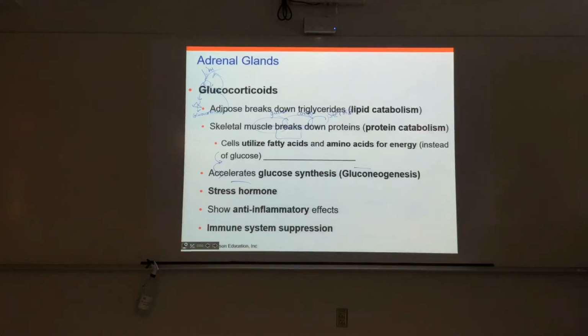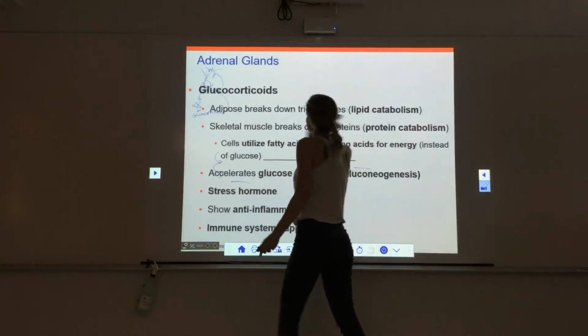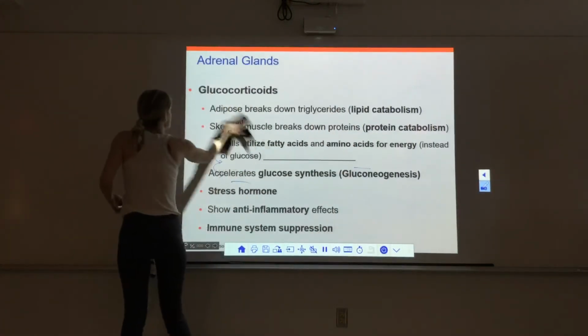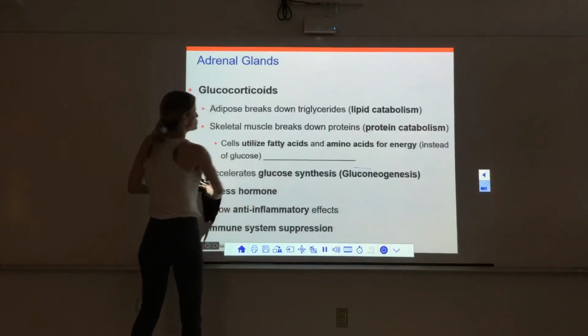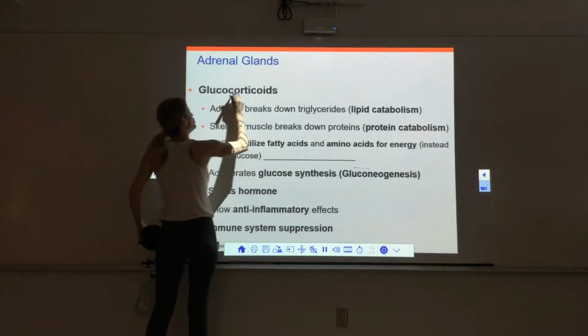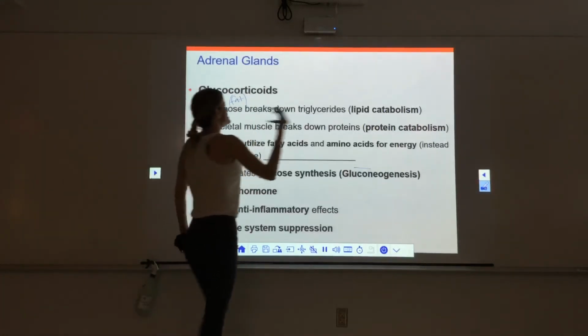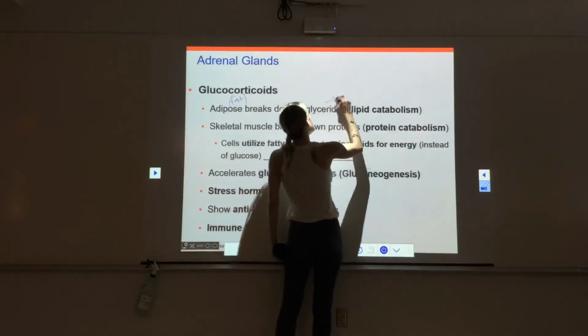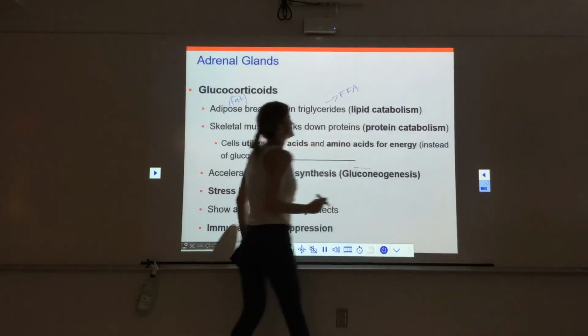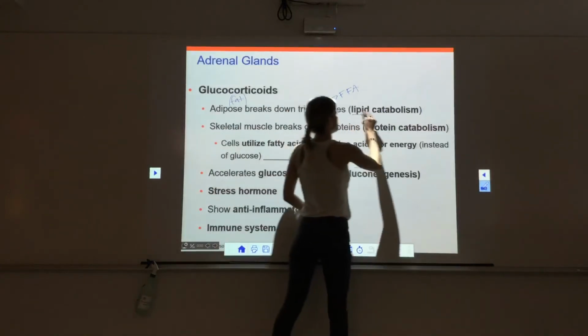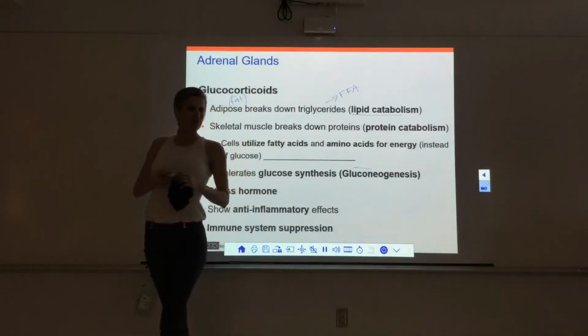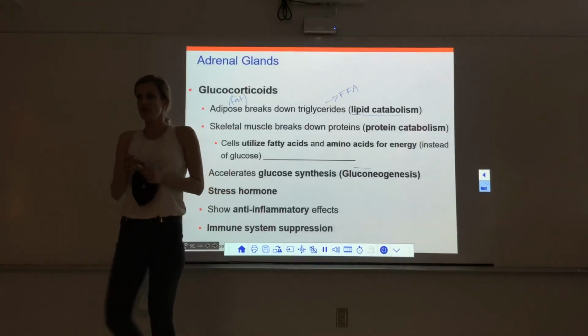So, what else do they do? A lot. Glucocorticoids go to the adipose tissue. What's the adipose? Fat, right? So the glucocorticoids go to the adipose tissue and they stimulate the breaking down of triglycerides into free fatty acids. So we call that lipid catabolism, right? What's catabolism? Breakdown, right? The opposite of what?